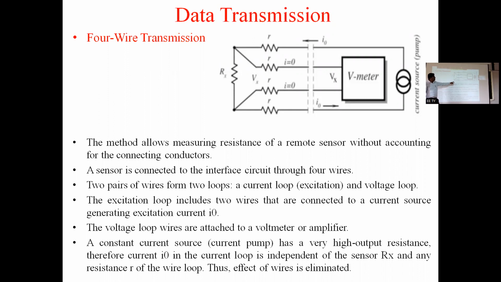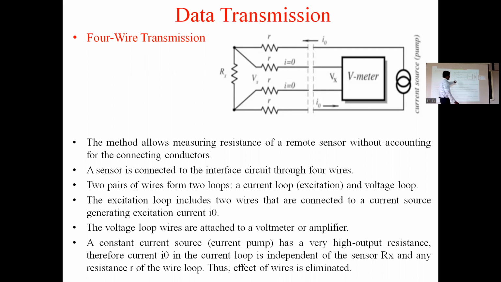Loop होते. And this wire and this wire will make one loop. So this wire and this one make one loop, and these two wires make another loop. That means by considering two wires, it will make one closed loop. One is called the current loop and another one is the voltage loop.